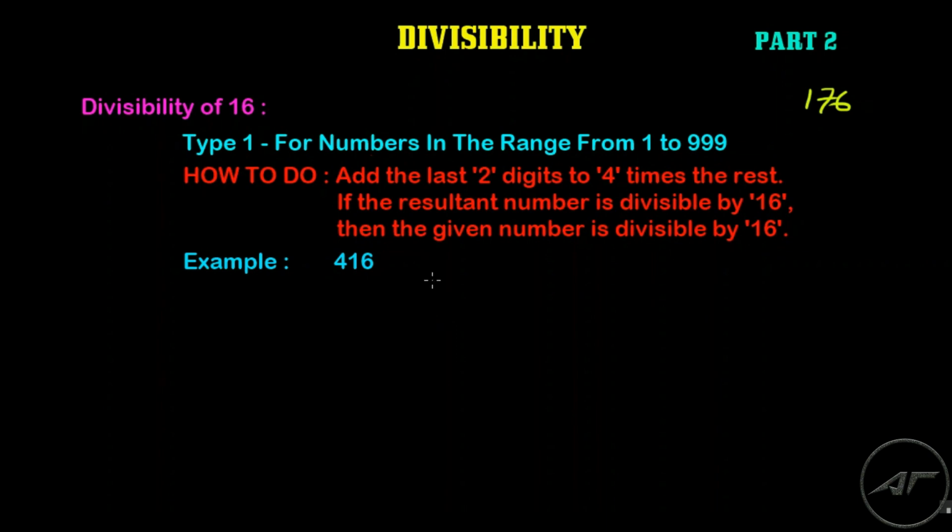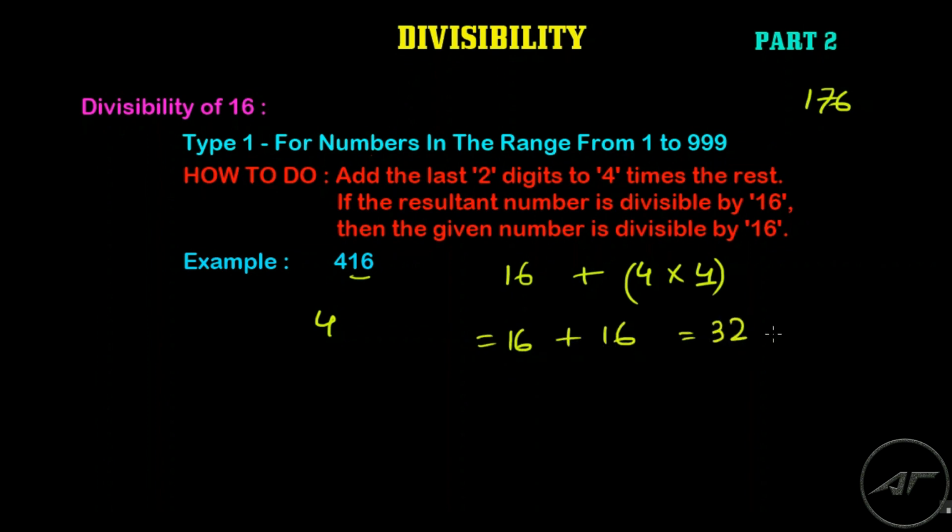Taking 416 as example, the last 2 digits are 16 and the remaining part is 4. So what we have to do is add the last 2 digits to 4 times the rest of the part, that is 4. So it's going to be 16 plus 16, which is 32. As 32 is divisible by 16, therefore 416 is also divisible by 16. It's that easy to find out.